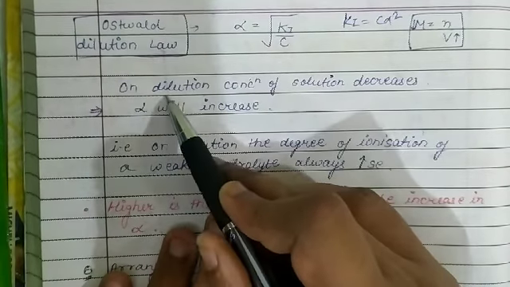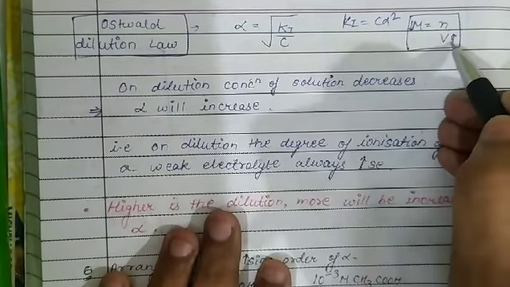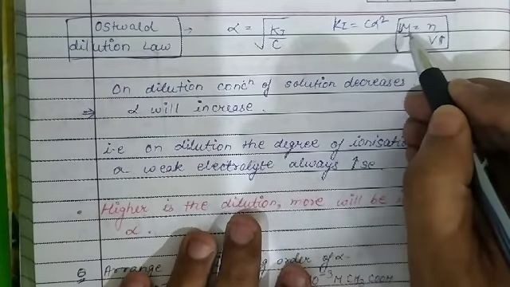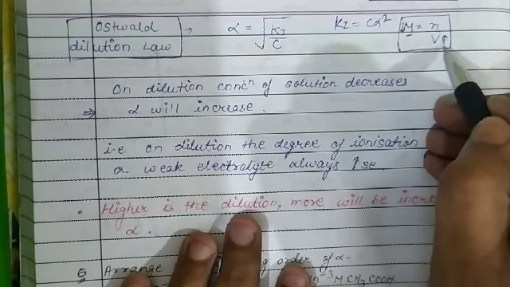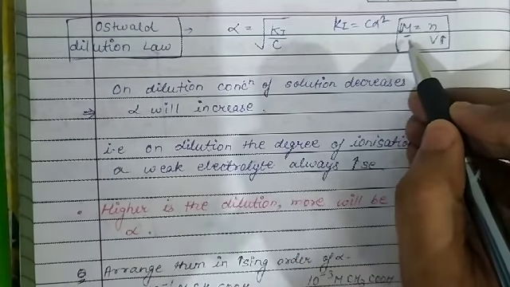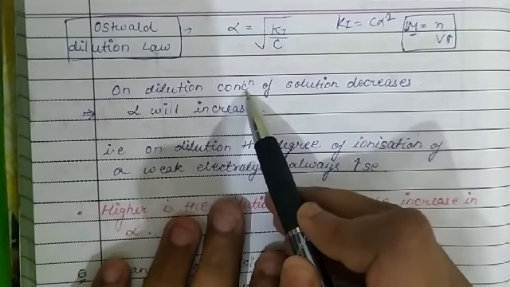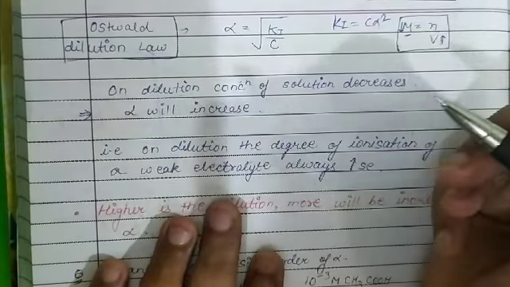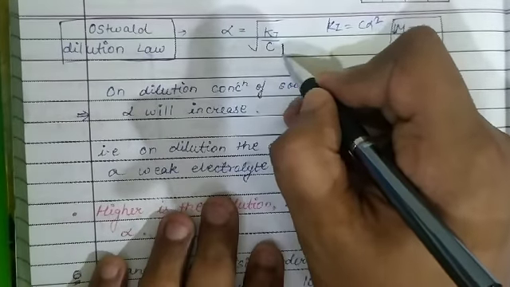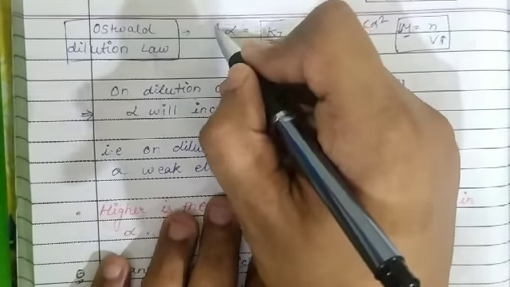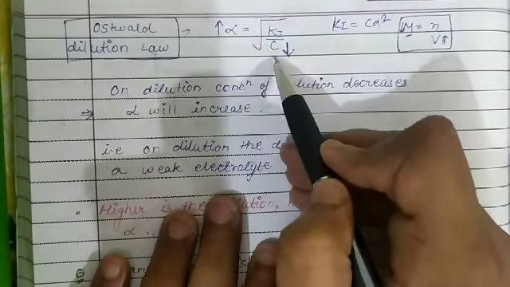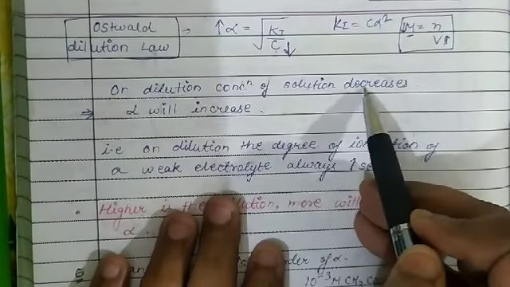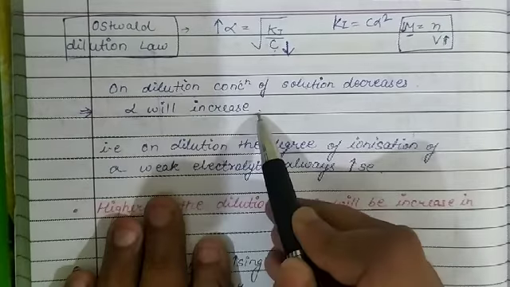On dilution, volume increases, and volume increases means molarity decreases, as molarity is number of moles per unit volume. Molarity means concentration. So on dilution, concentration of solution decreases. When concentration decreases, alpha increases, as alpha and concentration are inversely proportional to each other. So on dilution, degree of dissociation alpha will increase.